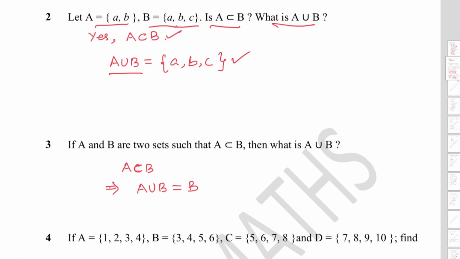And question number 3, if a and b are 2 sets such that a is a subset of b, then what is a union b? Okay, now if you consider the previous example, you look at that a union b is a, b, c, that's nothing but b. So if a is a subset of b, then a union b is the set b. So we can apply that here. So a is a subset of b given, therefore a union b is b, because all the elements of a are already in b since it's a subset. Therefore you write all the elements of b, that is nothing but a union b.